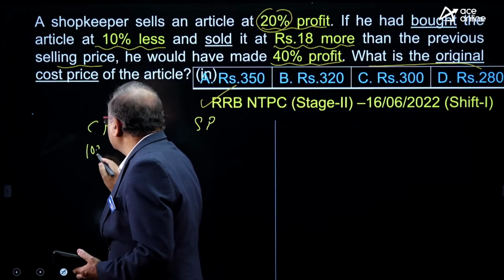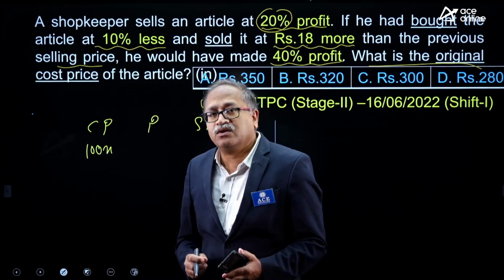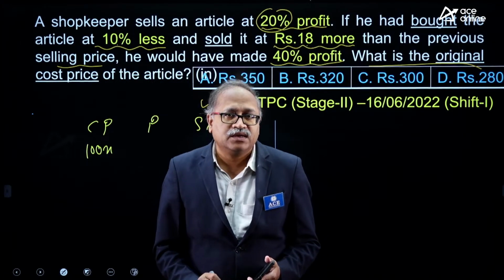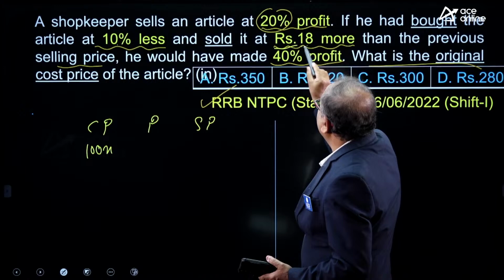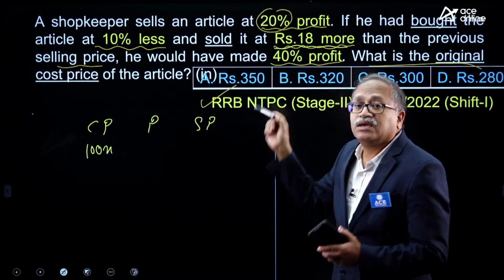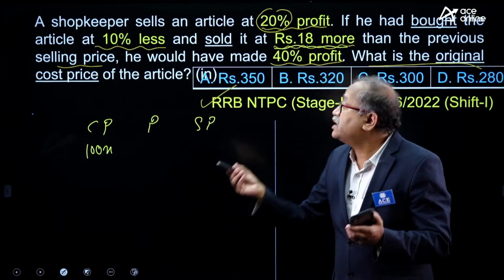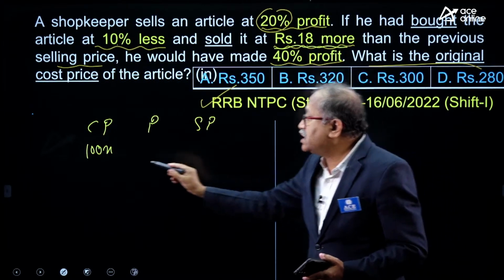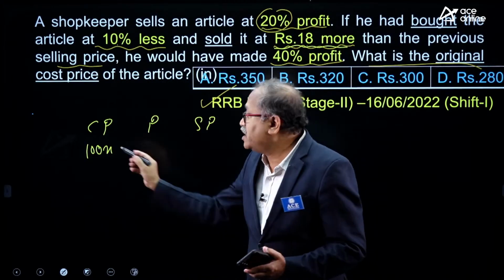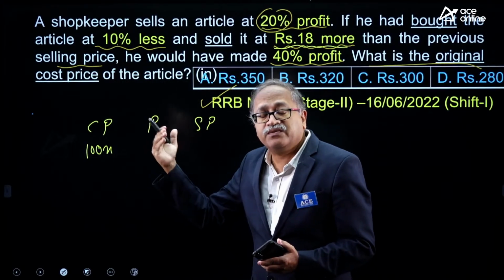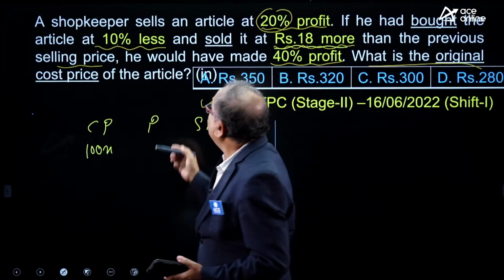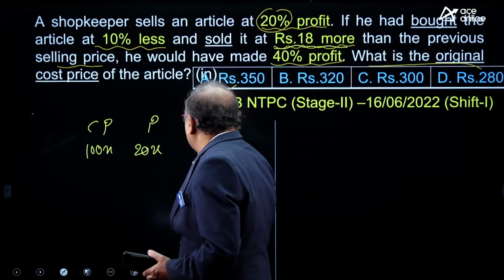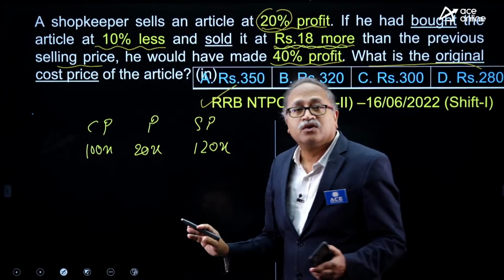If the cost price is 100x, you may say, no, Narendra, till now you wrote 100, but here why are you writing 100x? Because here it is not in terms of percentage. The selling price is 18 rupees more. It is not in terms of percentage. So, a value is there. When a value is there, I have to prefer 100x, or else like previous, I would have taken 100. So, here how much is the profit? 20% profit, that means 20x, and here it is 120x.